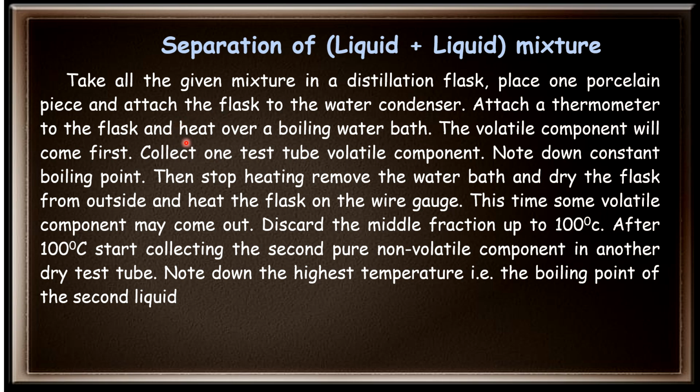Attach a thermometer to the flask and heat over a boiling water bath. The volatile component will come first. Collect one test tube of volatile component. Note down the constant boiling point.